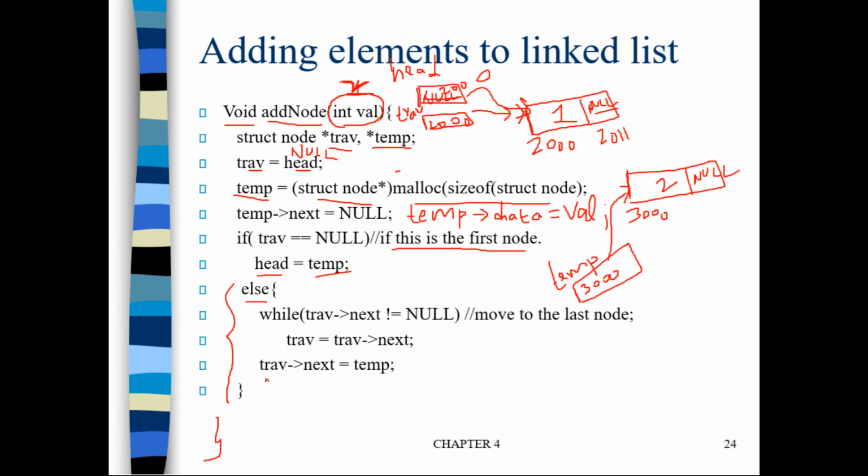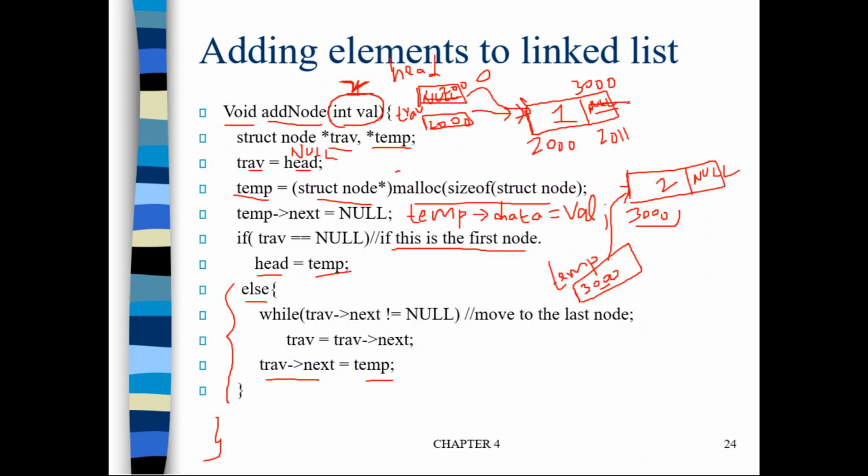After coming out, what will it do? Traverse arrow next is equal to temp. What is traverse arrow next? Traverse arrow next is the first node's next pointer. That will be equal to temp. What is temp? 3000. So this null, the first node's null, will now be replaced with 3000.